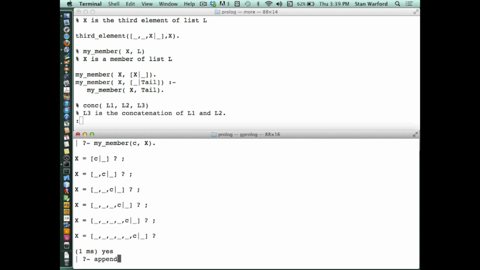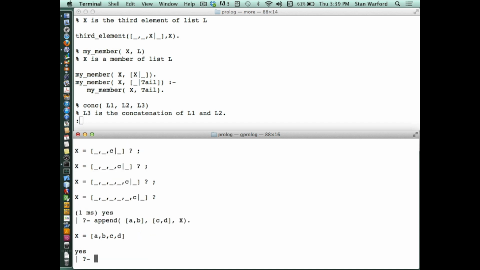Append has three arguments. So if we do append, now watch this. If we do append the list A, B, and then the list C, D, and then capital X. Now, what's the specification of conc? The third one is the concatenation of the first two. So do you see that? How is it that the variable X can be the concatenation of the list AB and the list CD, obviously? Yes, X is the list ABCD.